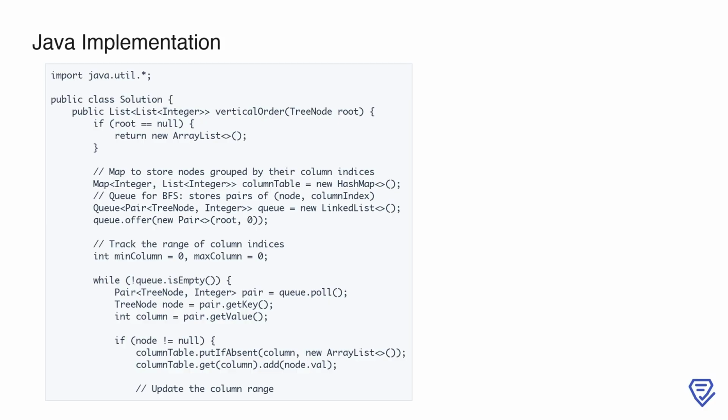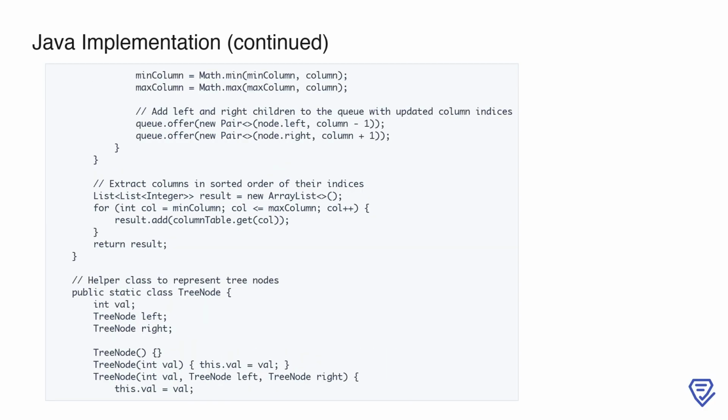A queue is used to perform a breadth-first search, where each element in the queue is a pair consisting of a tree node and its associated column index. We begin by adding the root node with a column index of 0 to the queue. Additionally, we define two variables, minColumn and maxColumn, to keep track of the smallest and largest column indices encountered during the traversal. Now, as long as the queue is not empty, we repeatedly process its elements in a loop. For each node, we retrieve its value and column index. If the node is not null, we ensure the column table has an entry for the current column, and then we add the node's value to the corresponding list in the map.